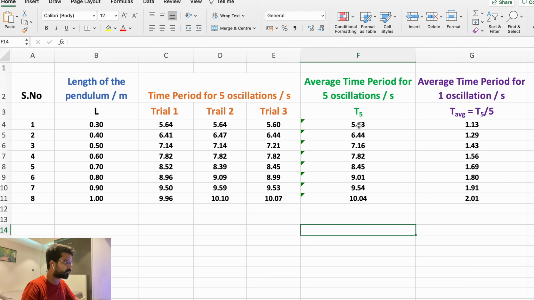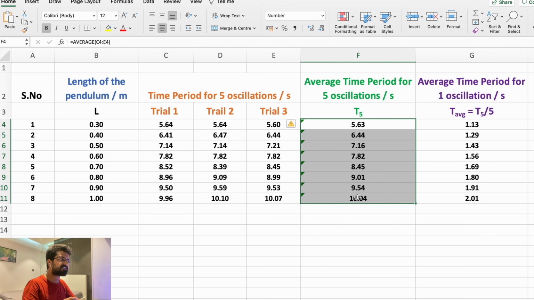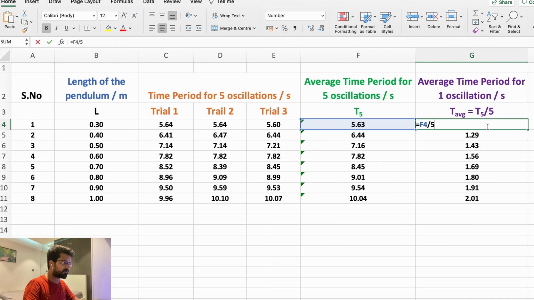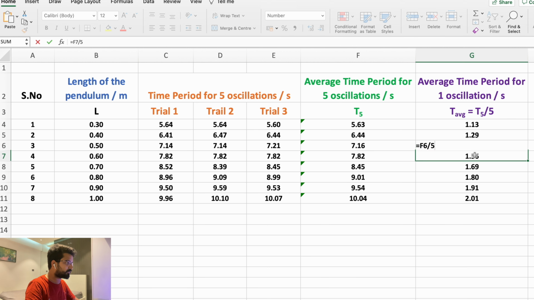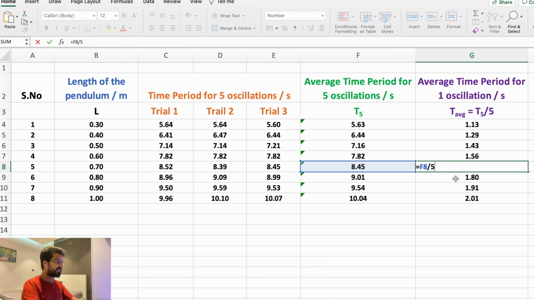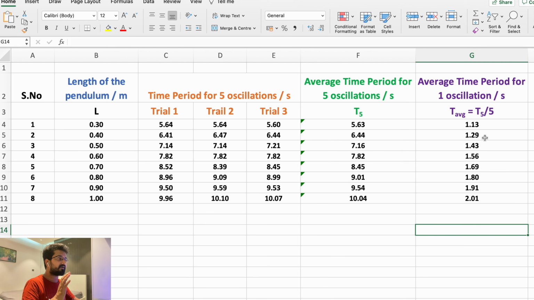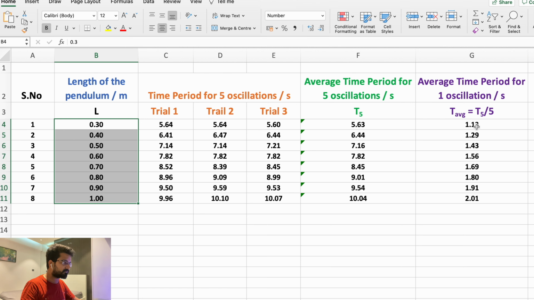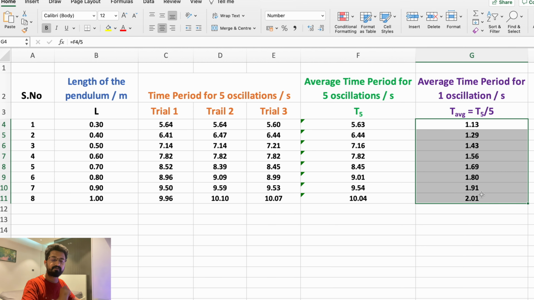So these cells over here represent the average time period for 5 oscillations, but we needed the time period for one oscillation. So what do I need to do now? We'll simply divide these values by 5. I'm just typing equals F4, which is this cell over here, 5.63, divided by 5. Done. That gives me the value for one oscillation. And similarly, I've done it for every single cell over here, F6 by 5, F7 by 5, F8 by 5, and so on, F11 by 5. So right now I have the values of the length of the pendulum and the respective time period for one oscillation.